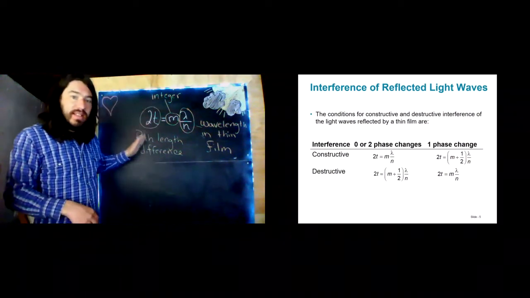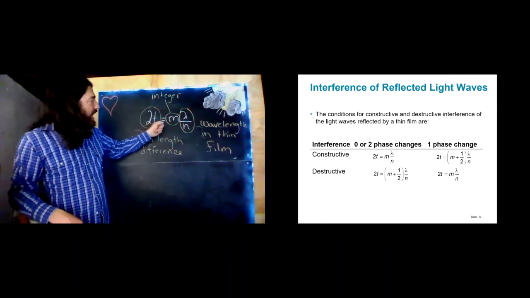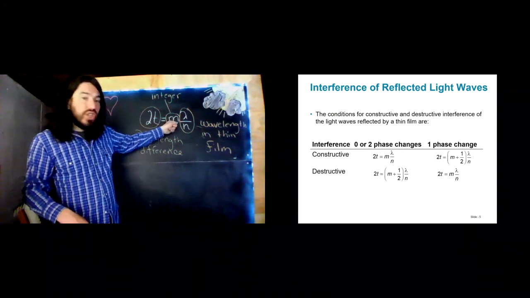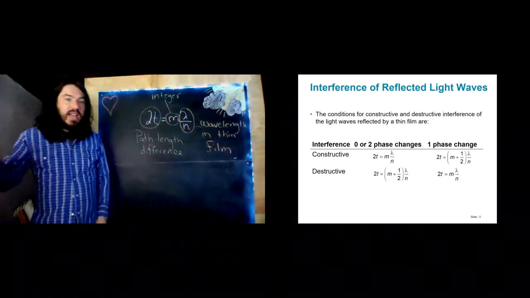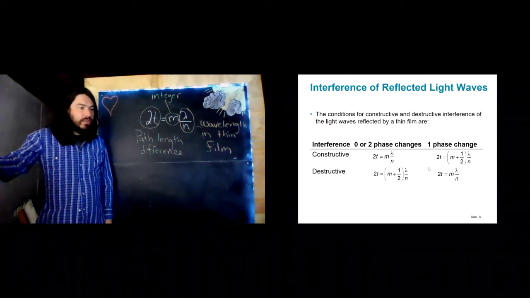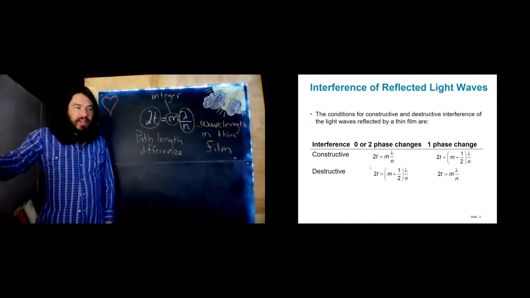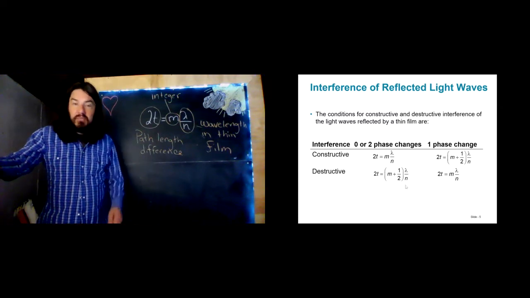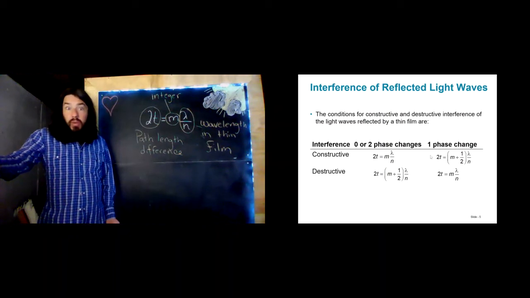So notice we can read this equation just like a sentence. The path length difference is equal to an integer number of wavelengths. That's what we're saying, right? Now notice, go back here to destructive. The path length difference is an integer plus a half number of wavelengths. That's exactly what that says too. Okay, so there we go.